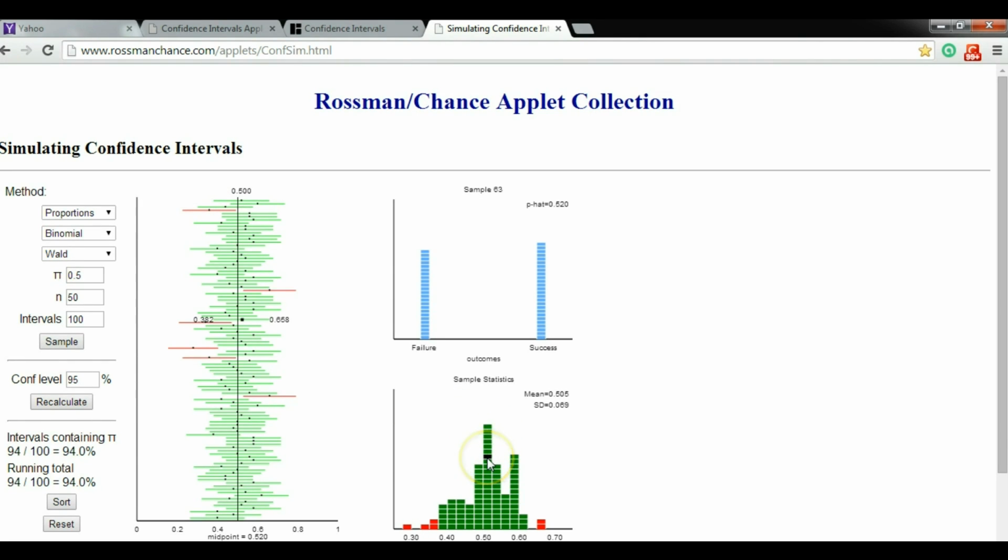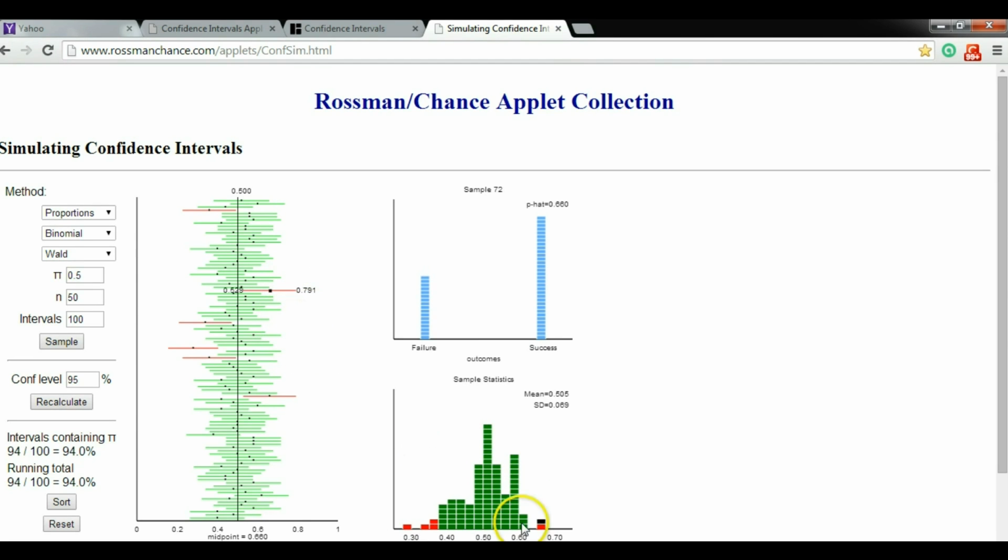This represents the interval that's lighting up. Most of these have a center at 0.5. But these out here, these red blocks, represent the intervals that did not capture p. So that's this one right here.